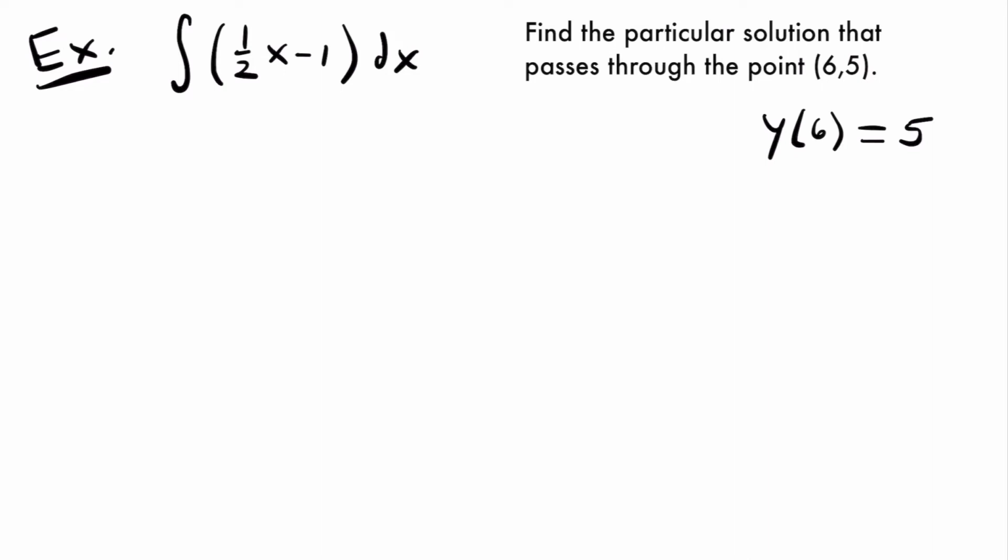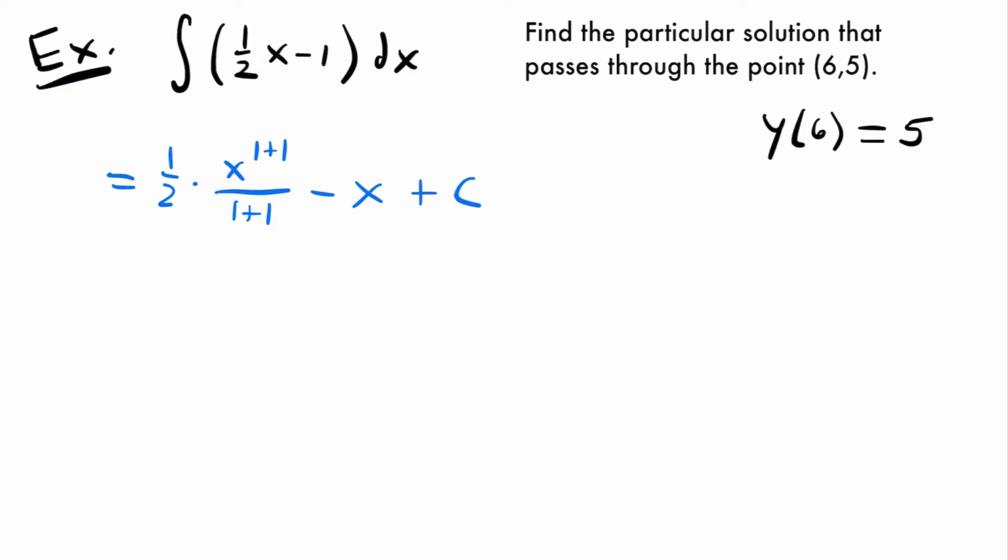And so if we go through the integration process, we'll have that this is equal to 1/2 times x to the power of 1 plus 1 divided by 1 plus 1 minus x, right? So we used the power rule of integration on this term. So we added 1 to our exponent, so we have 1 plus 1 divided by 1 plus 1. And then anytime you have the integral of a constant like -1, you just multiply it by x. And so -1 times x is -x. And then of course, don't forget your plus c.